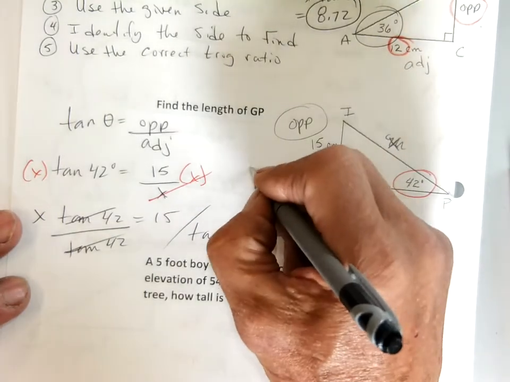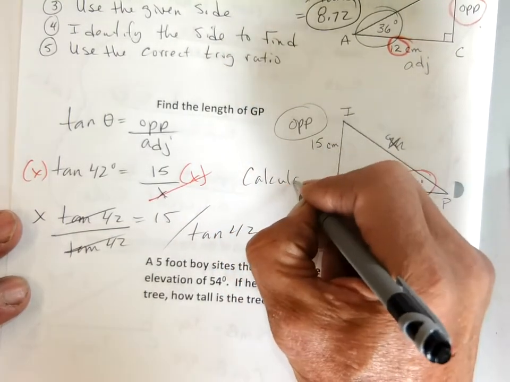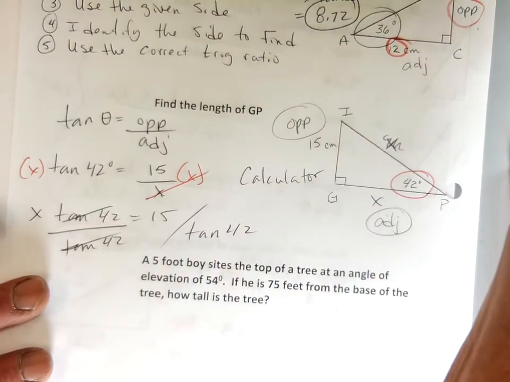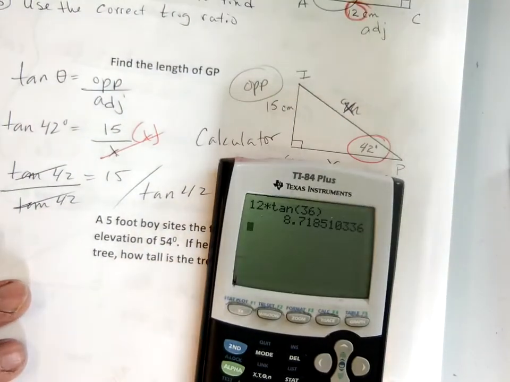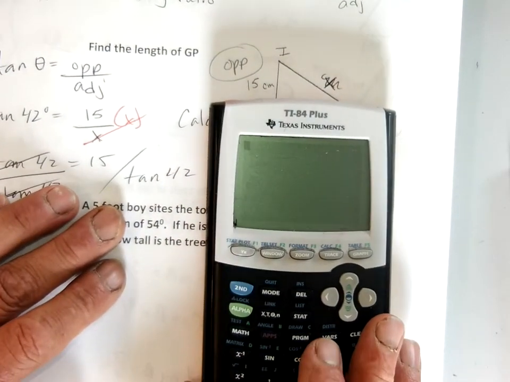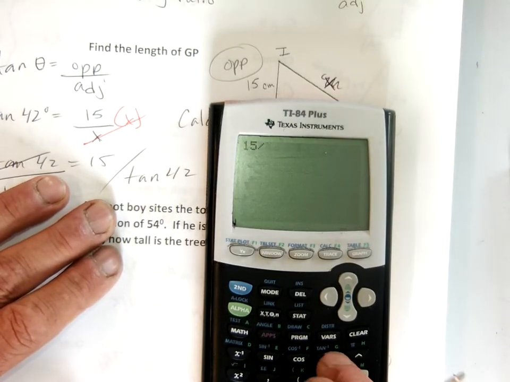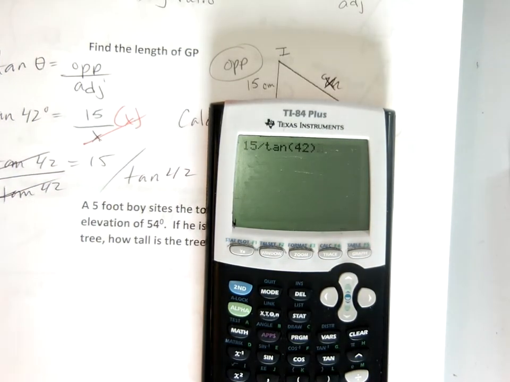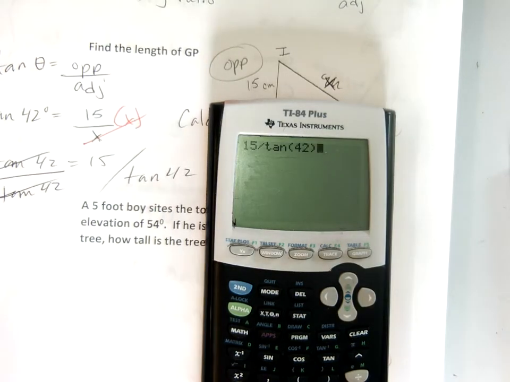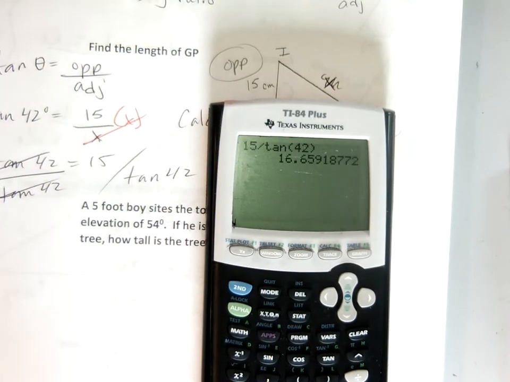So now calculator. Would it be easier to divide by 15? No, we're just going to do it exactly like this. And it's a little tricky on your phone, but on these calculators, you're just going to go 15 divided by tan 42. You're just going to do that. Super easy. Just like that. Enter. 16.66.